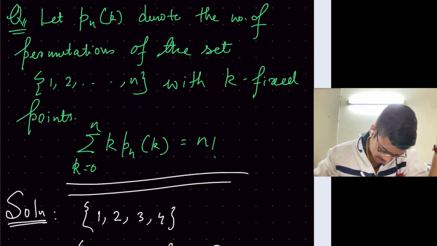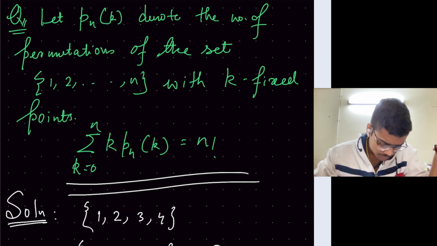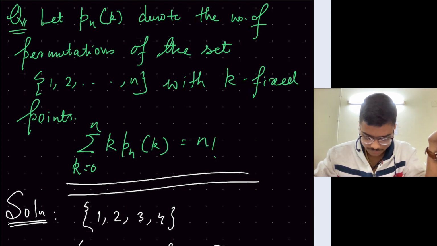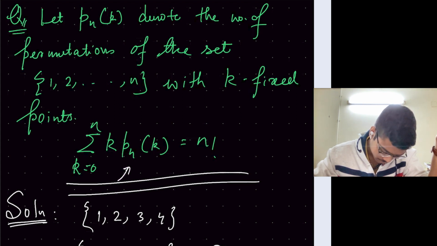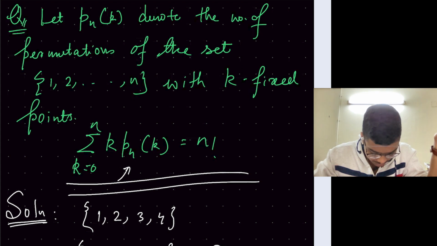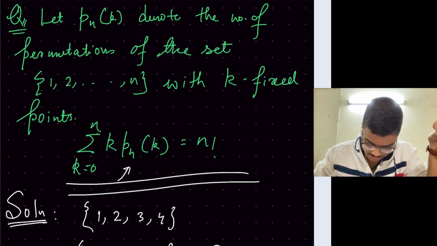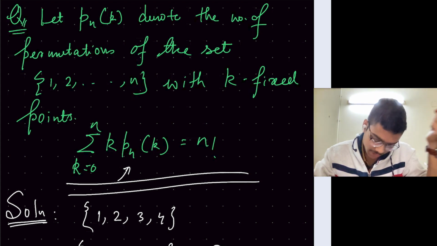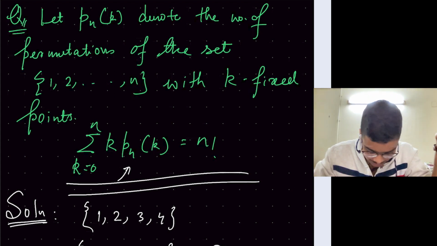This question asks us to prove that the sum of k times P(n,k) equals n factorial. Now this is a combinatorics problem, and we're counting something. So what does this thing count? Let's see term wise first. So k times P(n,k). What is P(n,k)? All the permutations having k fixed points, and you multiply that by k. So it basically counts the number of fixed points, right?